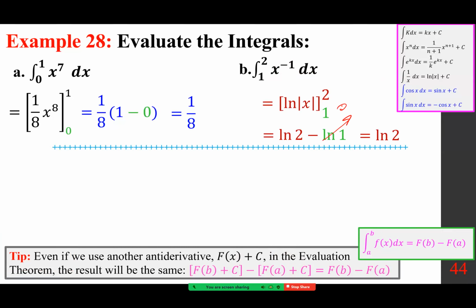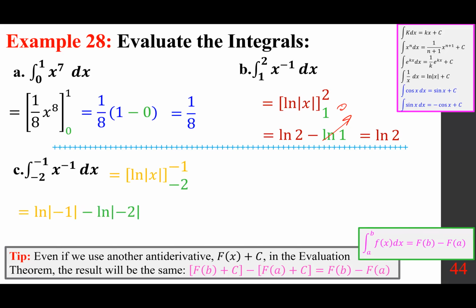If we didn't use the absolute value, it wouldn't make any difference because the lower limit and upper limit are both positive. But I'm using the same question with different limits. But now we must use the absolute value, because if we don't, ln of -1 is not defined, because the domain is from 0 to infinity for natural log. So we must use the absolute value here. So as you can see, this is ln 1 minus ln 2. And again, ln 1, you know it to be 0. So negative ln 2 is the precise answer.